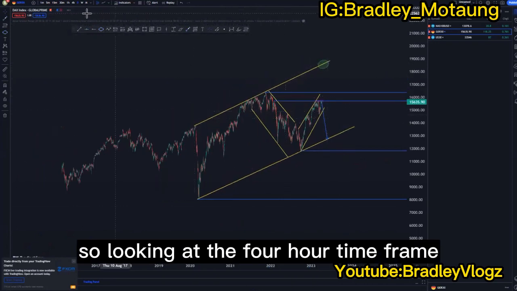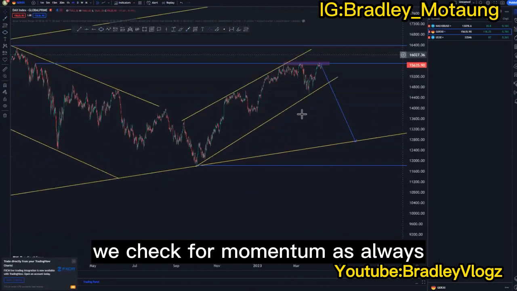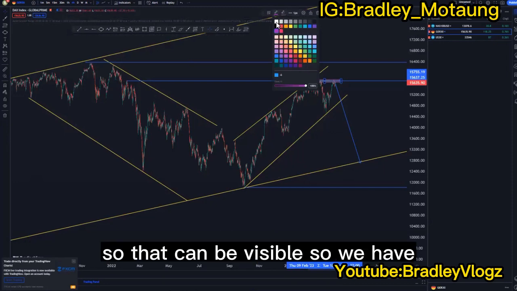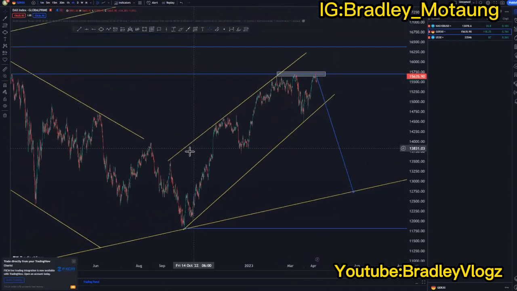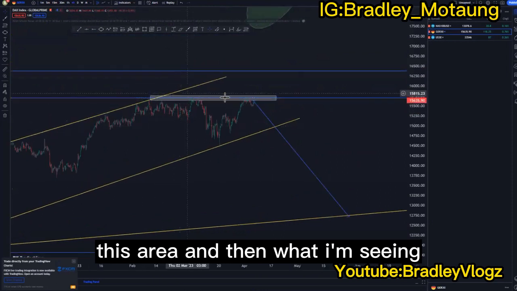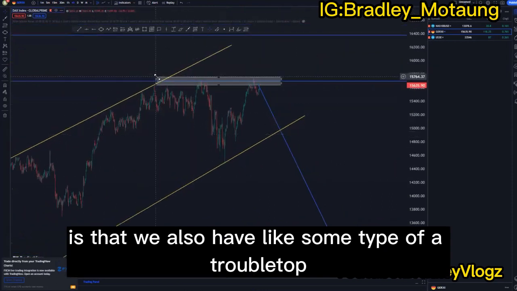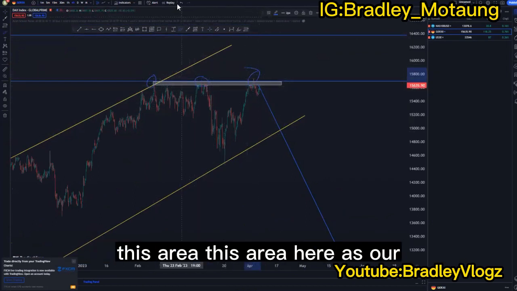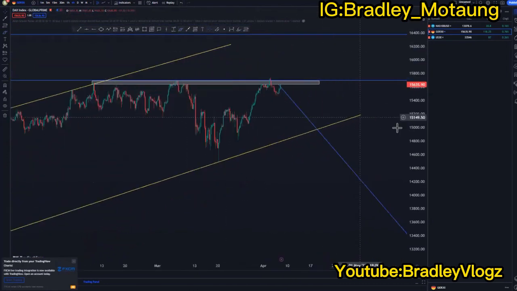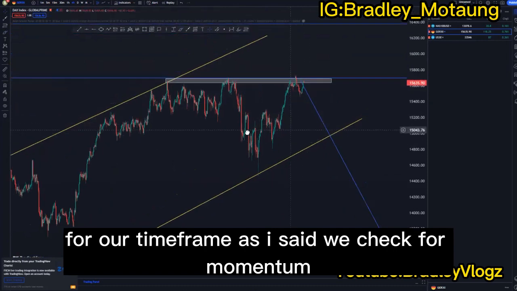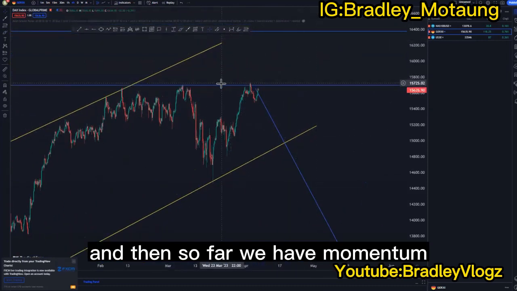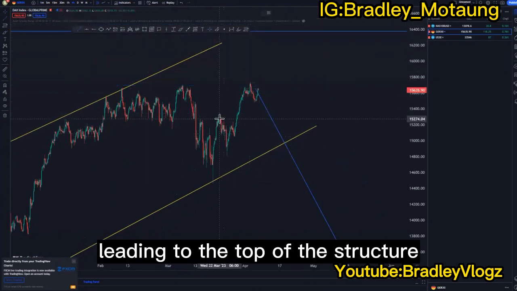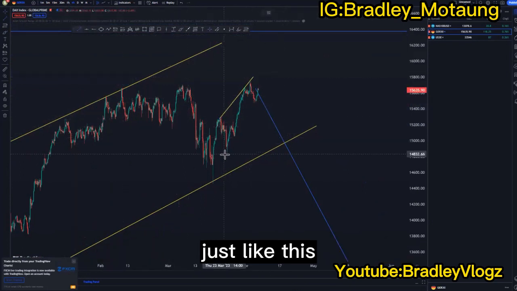around this area here. So looking at the 4 hour time frame, we check for momentum as always. So what I'll do is that I'll just change the color for this one so that it can be visible. So we have this area, and then what I'm seeing is that we also have some type of a triple top that is happening at the top of the structure, just because we have this area, this area, this area here as our point of value. And then on the 4 hour time frame, as I said, we check for momentum. And then so far we have momentum that we can take to the downside, just because it's very, very corrective, leading to the top of the structure, just like this.